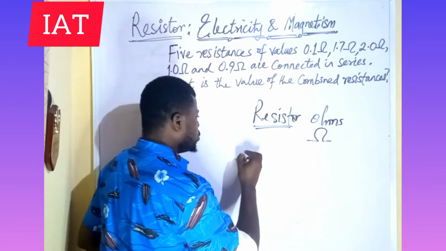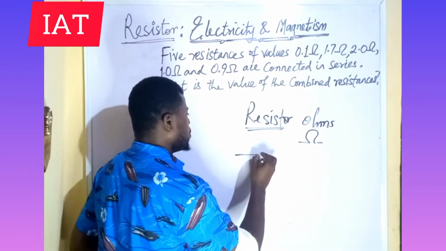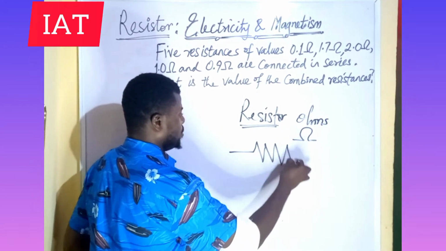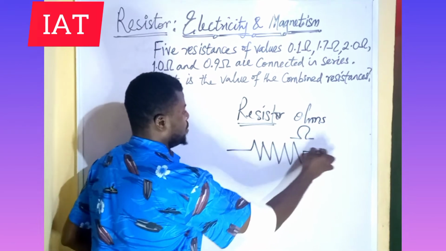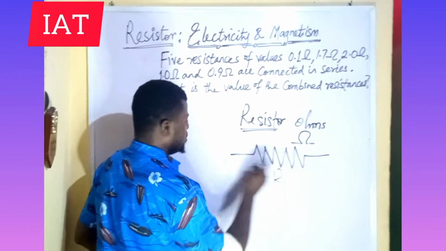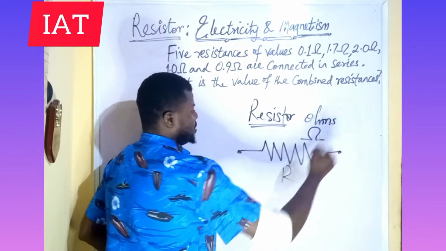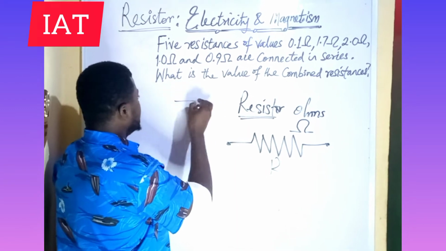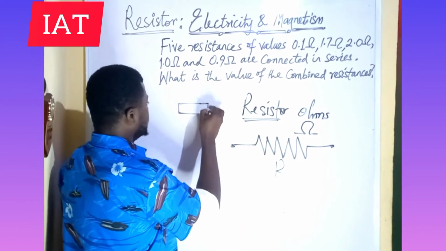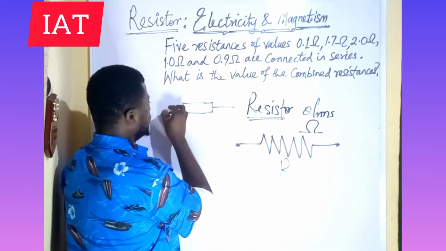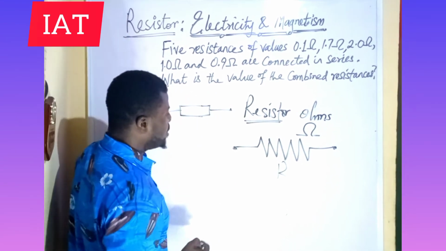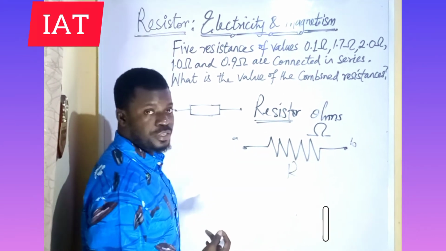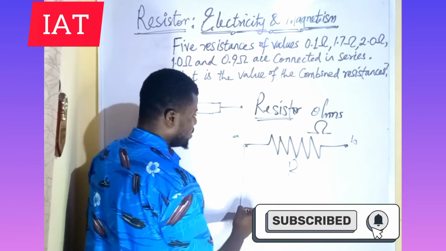So if we want to draw the diagram for resistor, we have something of this nature. So this is the diagram of resistor. Some other diagram can be in this form. And with this, let's say this is point A to point B. We can have a circuit of resistor in this format.